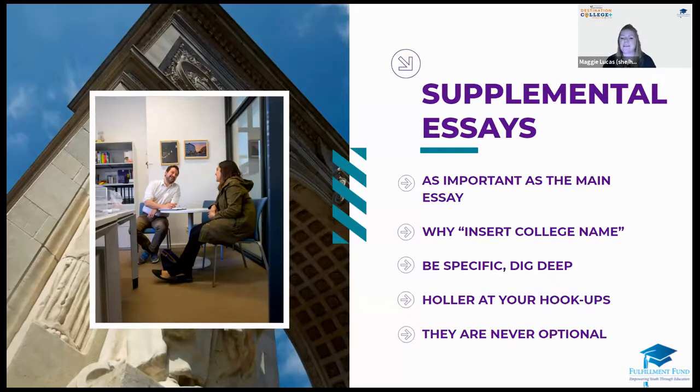And just this last bullet, they're never optional. If a college says you can write an optional, why are you applying to this college statement, write it. It is not optional. Most parts of the college admissions process, if it says optional, it truly is, like test optional. Supplemental essays are never optional. My advice, always fill them out. It can never hurt you. It can only help you.